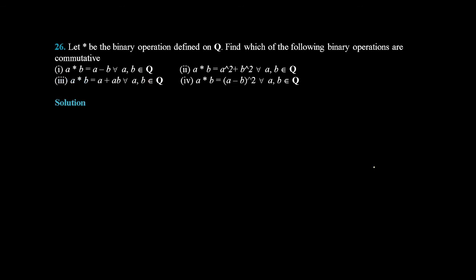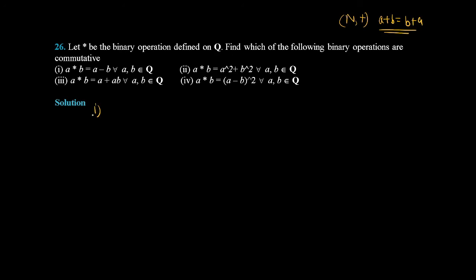Now in the next question, let's start with the binary operation, which is defined like this. We have to find which of the following binary operations are commutative. Commutative means, suppose I'm taking the set of natural numbers and I want to know whether under addition that set is commutative or not. That means a plus b should be equal to b plus a. Then I can say that it is commutative. So similarly, I have to check that.